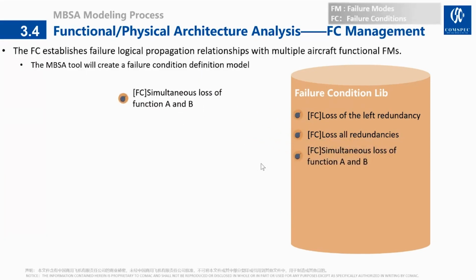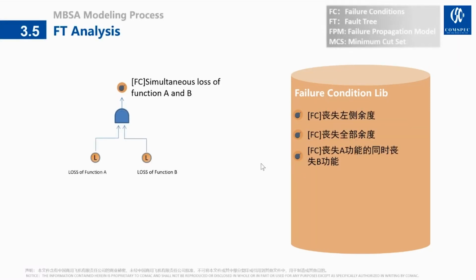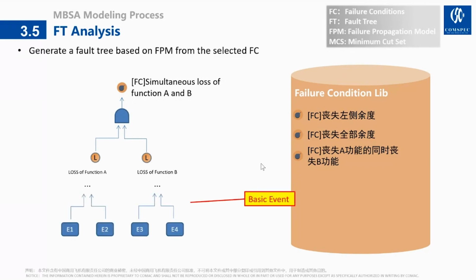When FC involves different aircraft functions, a failure condition definition diagram can be drawn to establish a failure logical propagation relationship between the failure conditions and the multiple aircraft function FMs. In this way, multiple subtrees can also be created into a complete fault tree. After defining FC, a fault tree can be automatically established based on the failure propagation model.